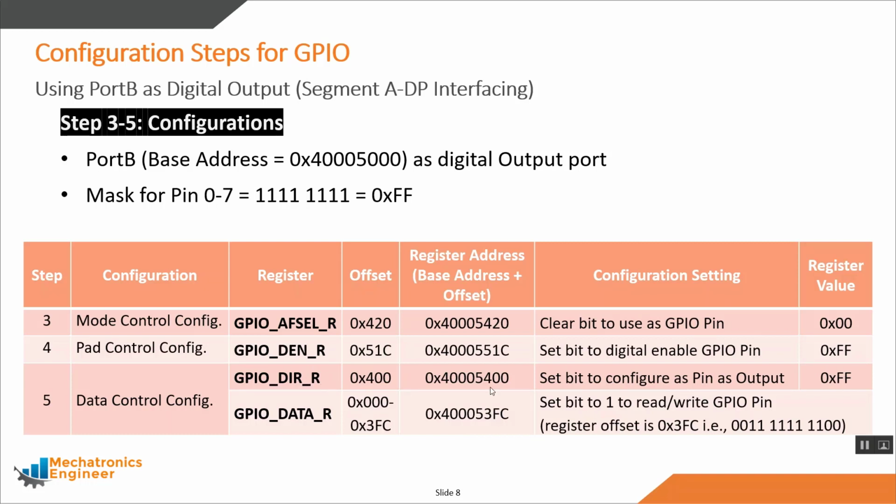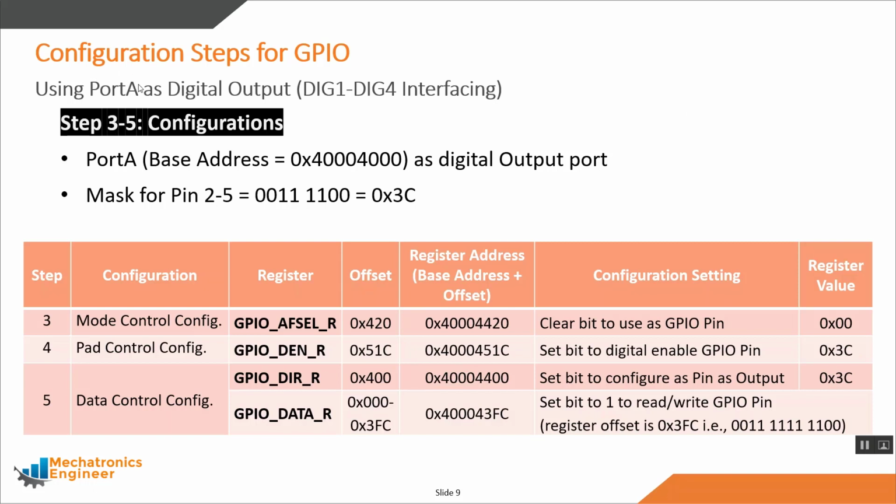Also in GPIO direction register, we will set all the bits in order to configure them as an output. And the last register that is used to write the value as an output, we need to calculate its offset value. Since we are using all the bits from bit 0 to bit 7, therefore its offset value will be hex 3FC. And the corresponding register address is calculated by adding this offset value to the base address of the port B. Also, the addresses of the remaining registers are calculated in a similar fashion.